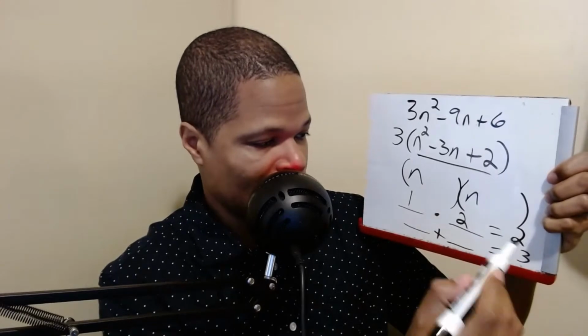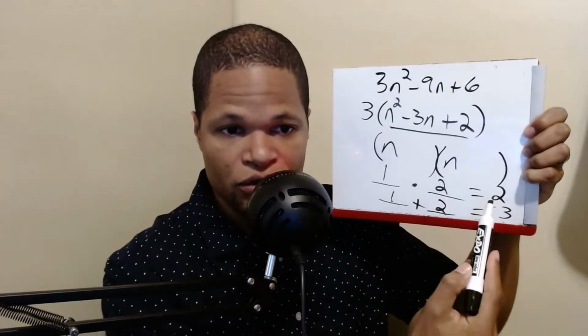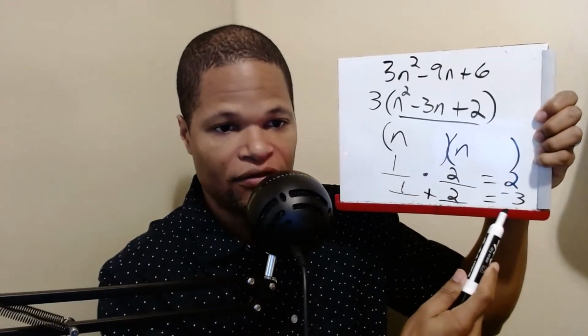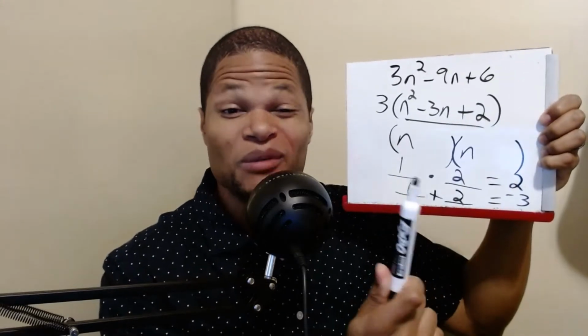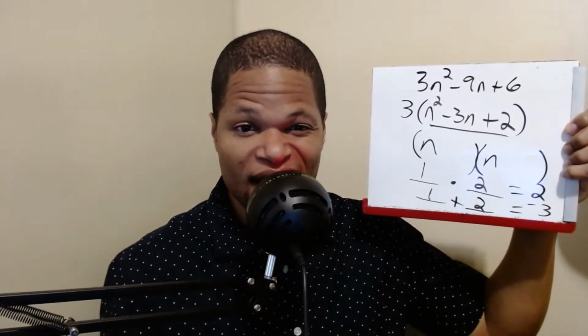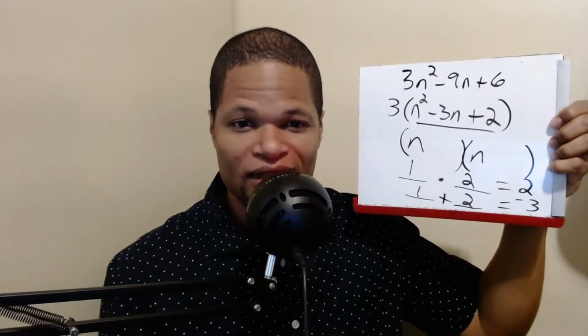All right. So look at the bottom. If I did 1 times 2, that would equal positive 2. So it checks that box. But once again, 1 plus 2 doesn't equal a negative 3. 1 plus 2 equals a positive 3. We need it to be a negative 3. What are we going to do to fix that issue? It adds to the 3, but the sign has to be right.